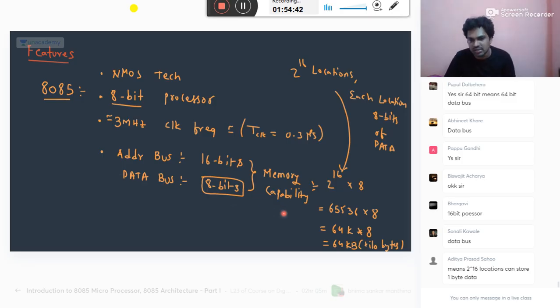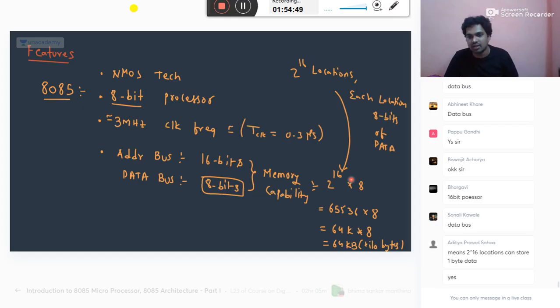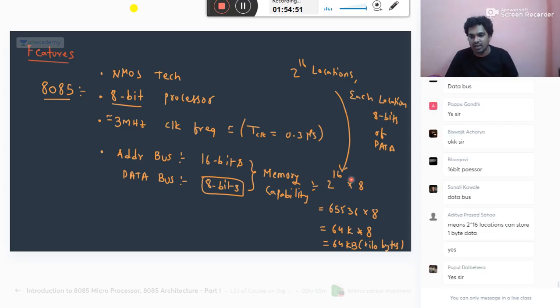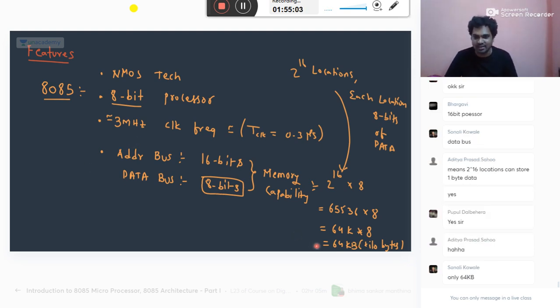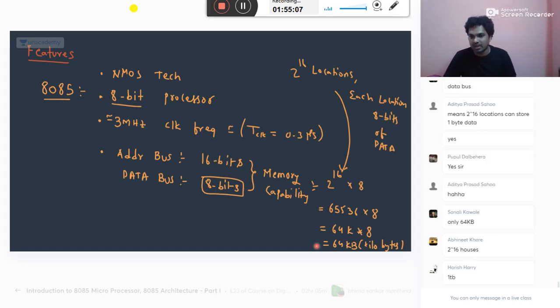You have 2 power 16 locations, at every single location 1 byte. Like that 2 power 16 bytes, 64 KB is its memory capability. Just compare with present days, 64 KB is nothing. Earlier days, this was the processor capability. Now you have 1 TB, etc. By virtual memory concepts, even address bus size and your memory can be different. Each house may have 8 members. How many houses are there? 2 power 16.